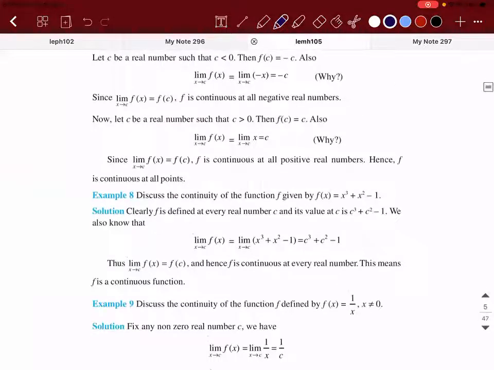8th one. Discuss the continuity of the function f of x is equal to x cube plus x square minus 1. So when they ask you to discuss the continuity, first look for the domain. What kind of function is it? Obviously a polynomial. Domain is real number. So when I say domain is going to be real number, you need to take any point C in the domain, prove that limit x tends to C is equal to f of C. That's enough. Do it, make it fast.